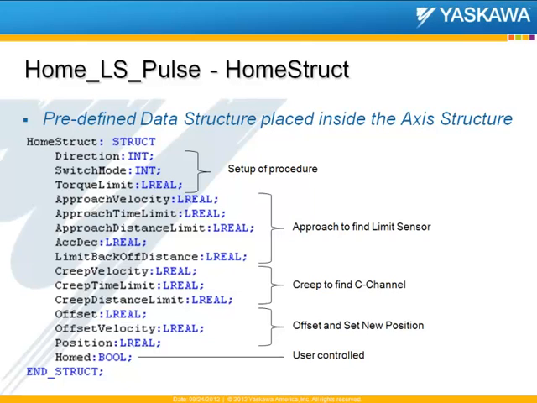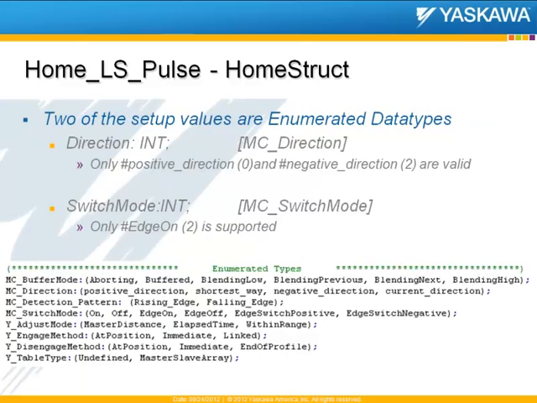There's also two tricky ones in here. The direction is an enumerated data type of a data type MC direction, and only the positive direction or negative direction are valid. So that's an integer of 0 or 2. And the switch mode, which is kind of determining how it should respond to the limit switch, and only edge on is supported. So it's really the rising edge of the switch is the only thing that will activate this.